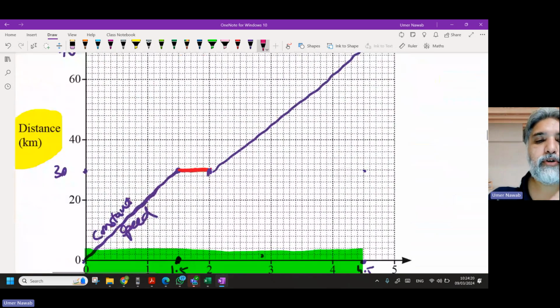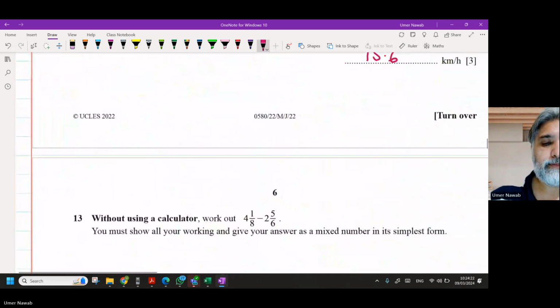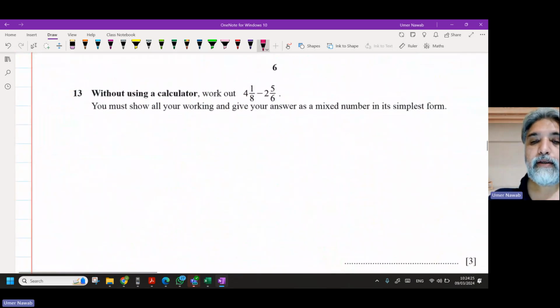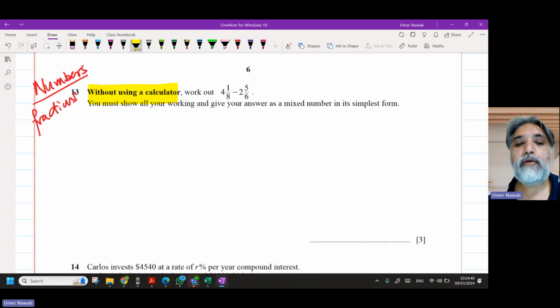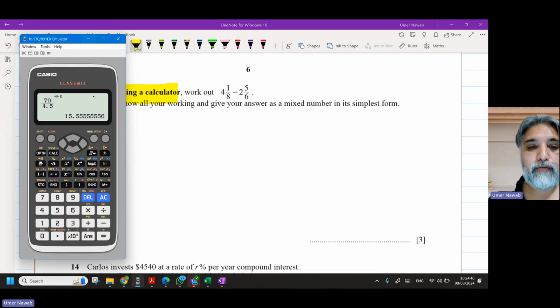Now we go to question number 13. This question number 13 is on numbers. The subtopic is fractions. Without using the calculator, in my last video I told you I will also not use the calculator, but before solving it manually, I will get my answer directly from the calculator and write it in the answering space. Then I show all my steps.